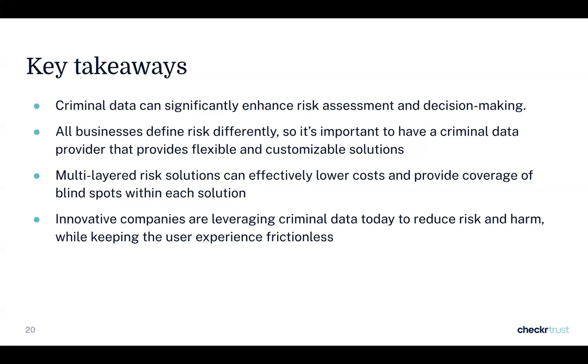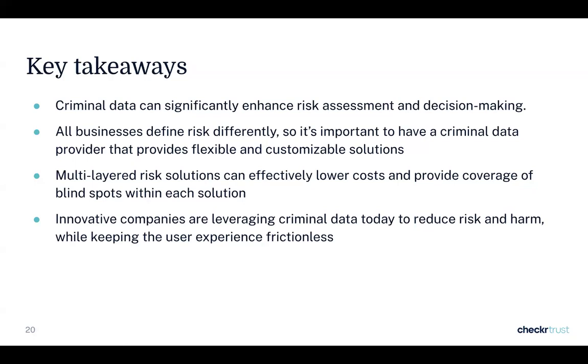And as long as your data provider, your data partner is providing that data in a flexible and customizable way, you can really use it as a strong way to enhance your risk mitigation strategies across your entire business. Number two, all businesses define risk differently, so it's important to have a criminal data provider. I actually just rolled that into my first one. So, again, we're talking about that flexibility, how risk looks different across all industries, and making sure that you're able to cut through some of the noise and focus on the charges and the risk signals that matter to you.